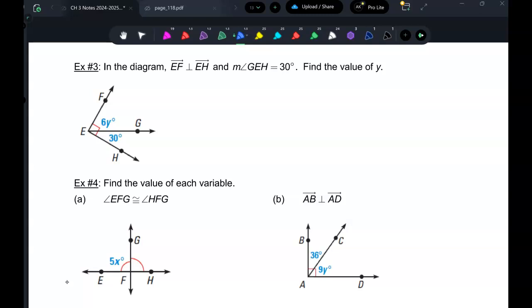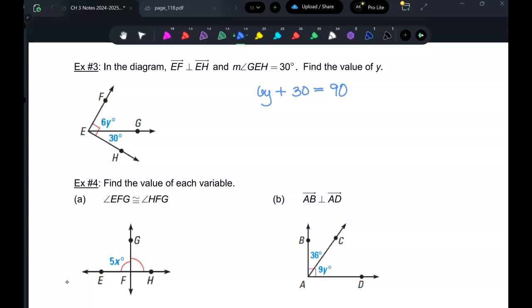Okay, so now our examples. We see the little upside down T, and we can also see the right angle. GEH is 30 degrees, that's convenient. So what do we know these two have to add up to? So I'm going to have 6y plus 30 equals 90. This is a topic we've already visited, just in a different format with perpendicular lines.